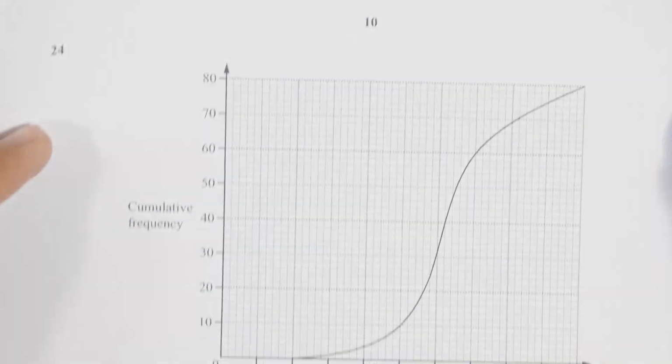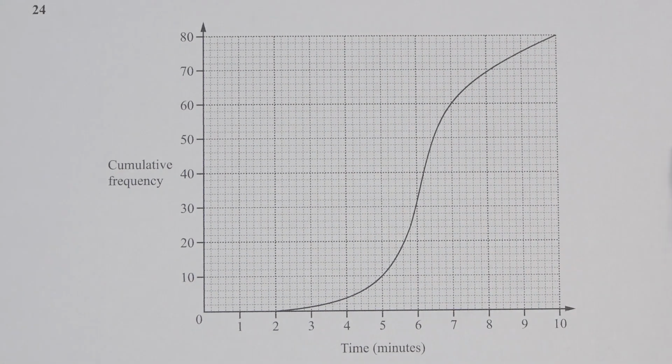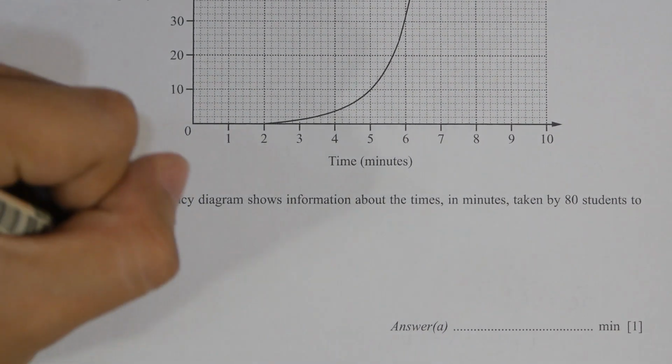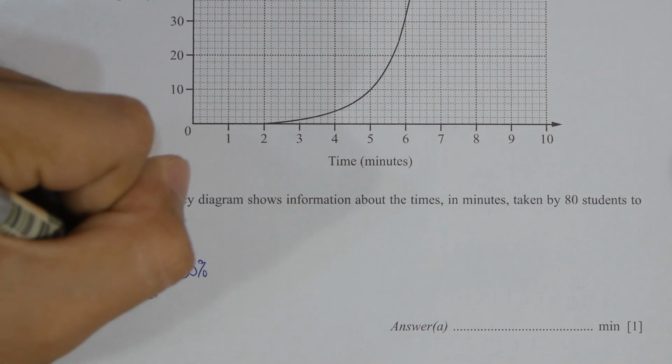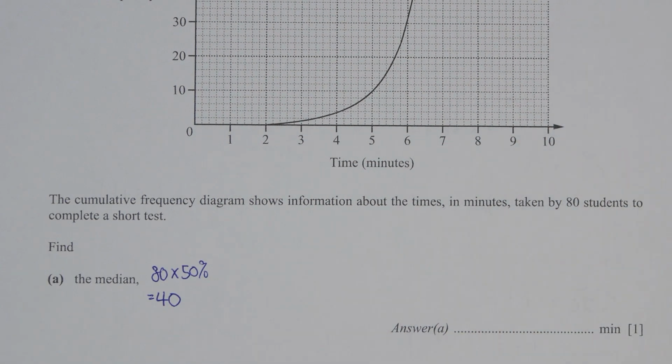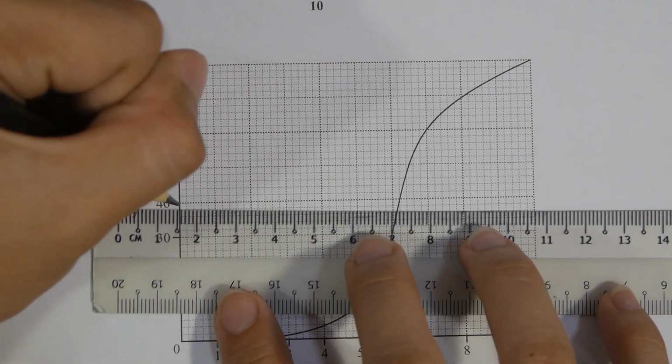For question 10, this one is a cumulative frequency question. So first part, median. Simply take the total of 80 students times 50%, then you get 40. From 40, you draw it down, then you get 6.2 minutes.